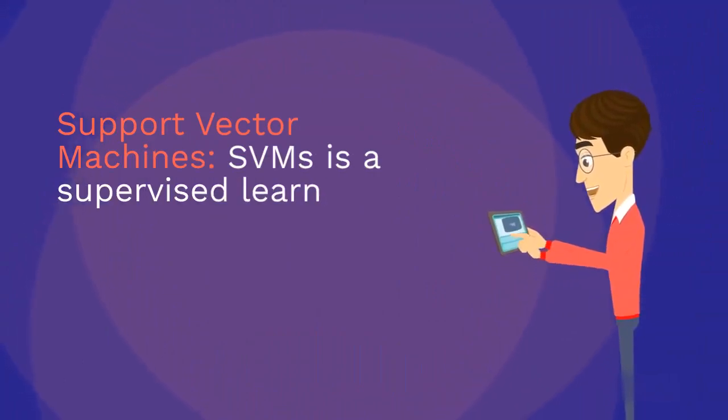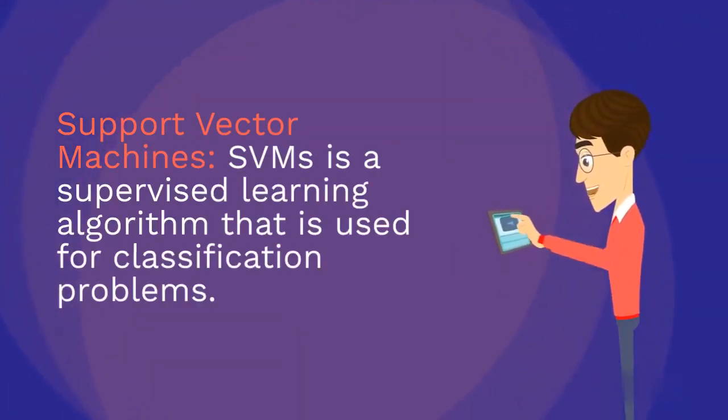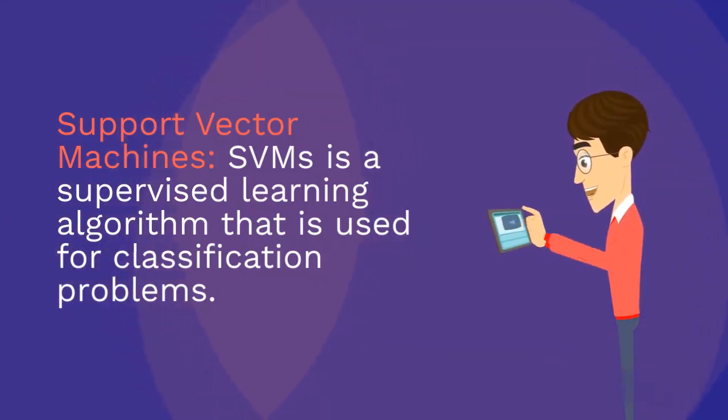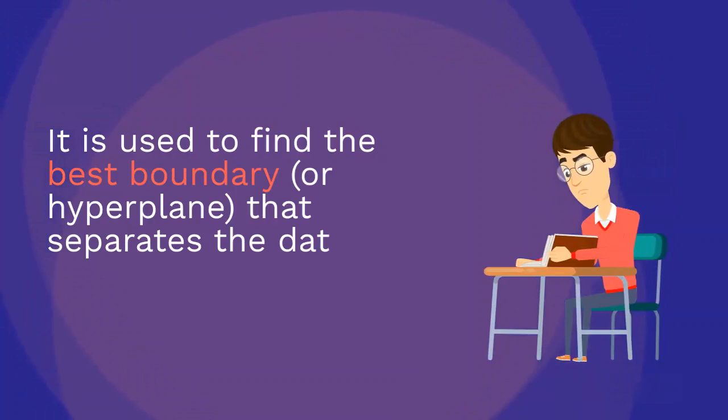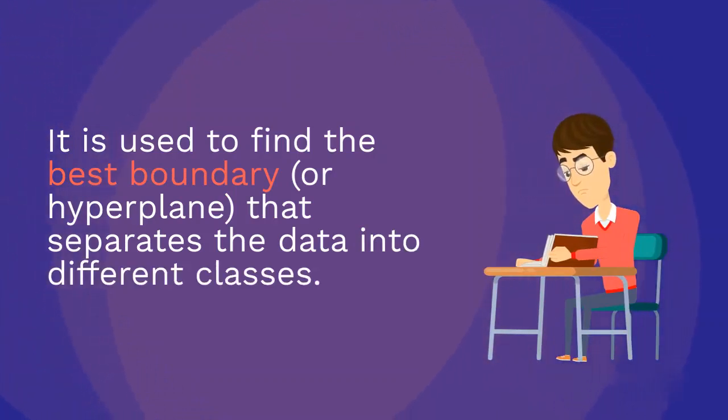Support vector machines. SVMs are a supervised learning algorithm that is used for classification problems. It is used to find the best boundary, or hyperplane, that separates the data into different classes.